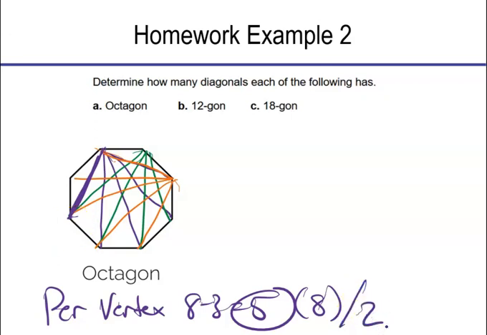So it's n minus 3, which is 5 per vertex, times the 8 vertices, but half of them we're already going to draw from another vertex. Okay, so divide that by 2. That's going to give me 20 diagonals. See if that'll help you with the other 2.